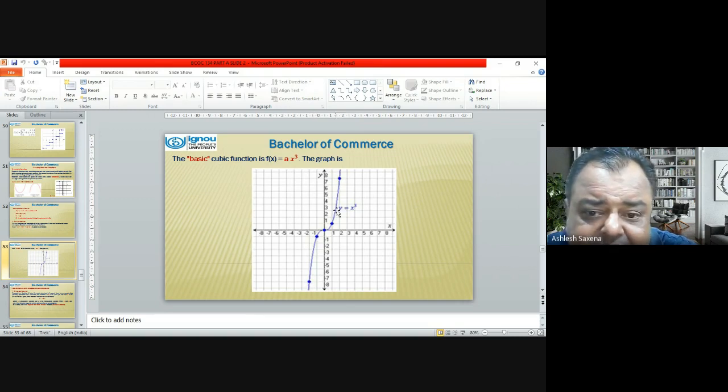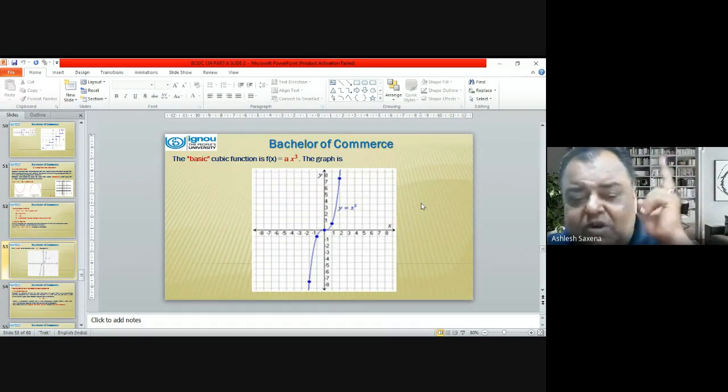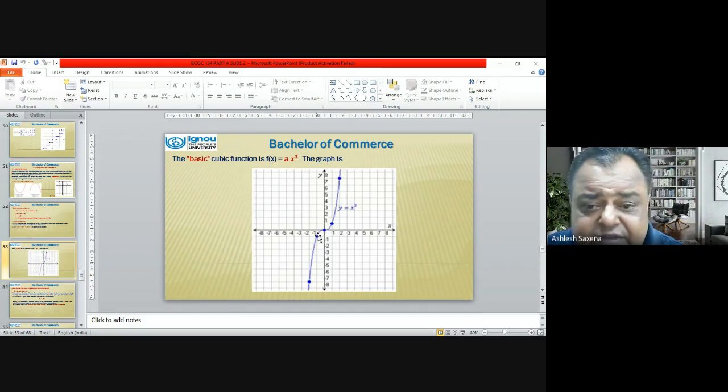This is something like, for a linear equation, it is a straight line. For a quadratic equation, it is a parabola. And for the third, the cubic function, it is a graph which is something like this.